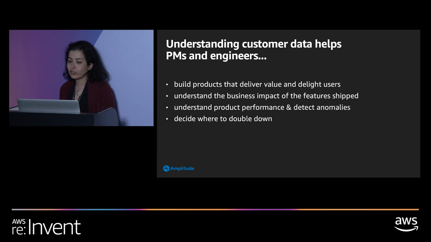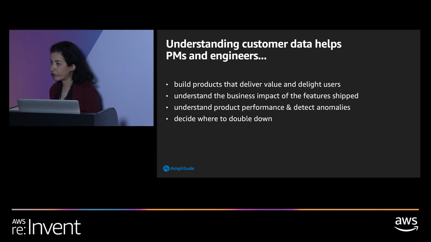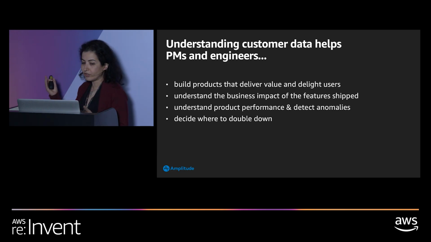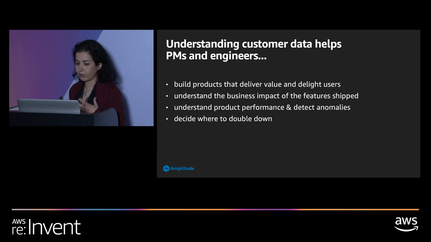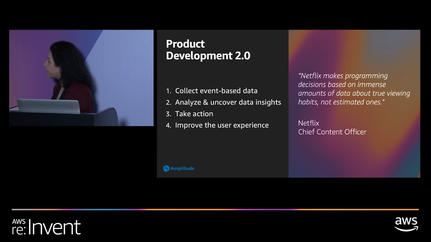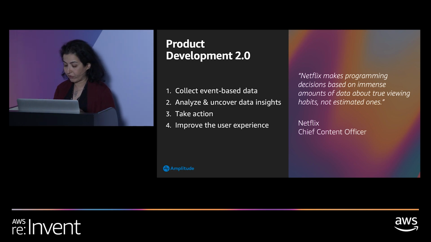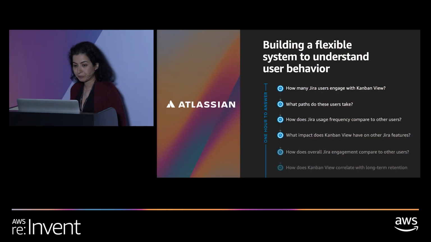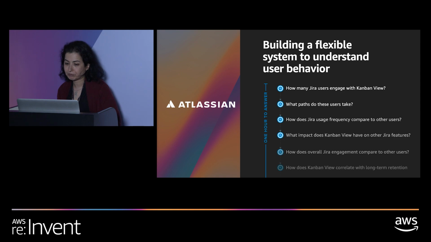So if you can understand your users, how they are behaving and how they're interacting with the product, you can build better products. For example, companies like Netflix do this. They collect event-based data, analyze and uncover data insight, and based on that, you take action, and you keep repeating until you gain insight. And you do that all the time because you want to make sure that your users are experiencing great behaviors and are using your product properly, and you're building the right product for them.